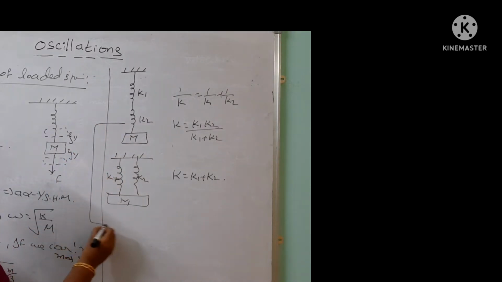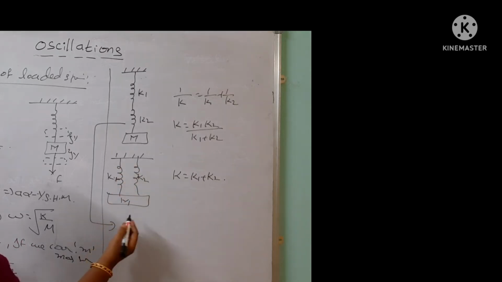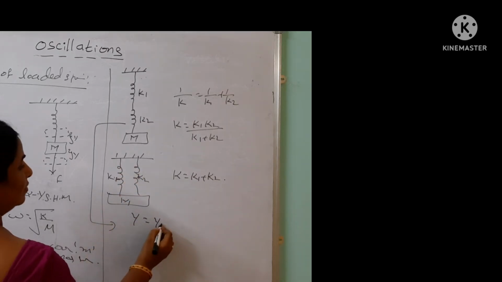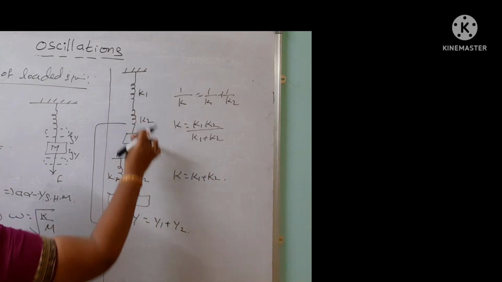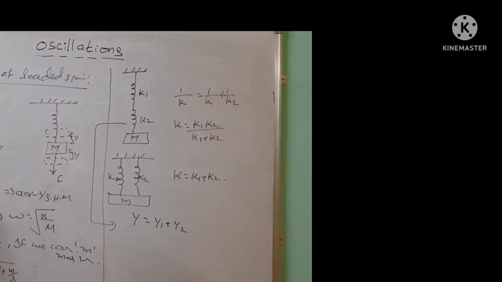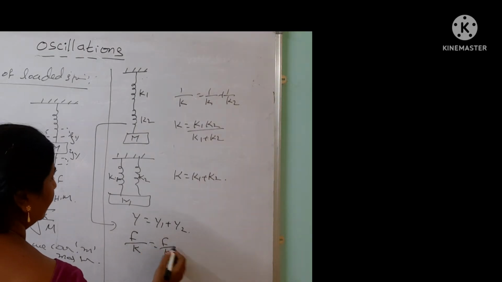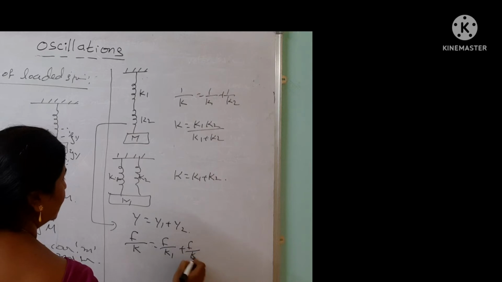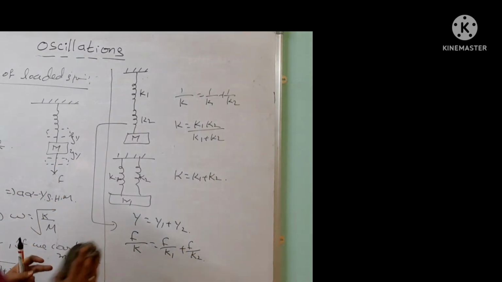Here, suppose we take displacement y equals y1 plus y2. Total displacement is this displacement plus that displacement. Here, instead of y, we take F by k, so F by k1 plus F by k2. From this only you get 1 by k equals 1 by k1 plus 1 by k2.